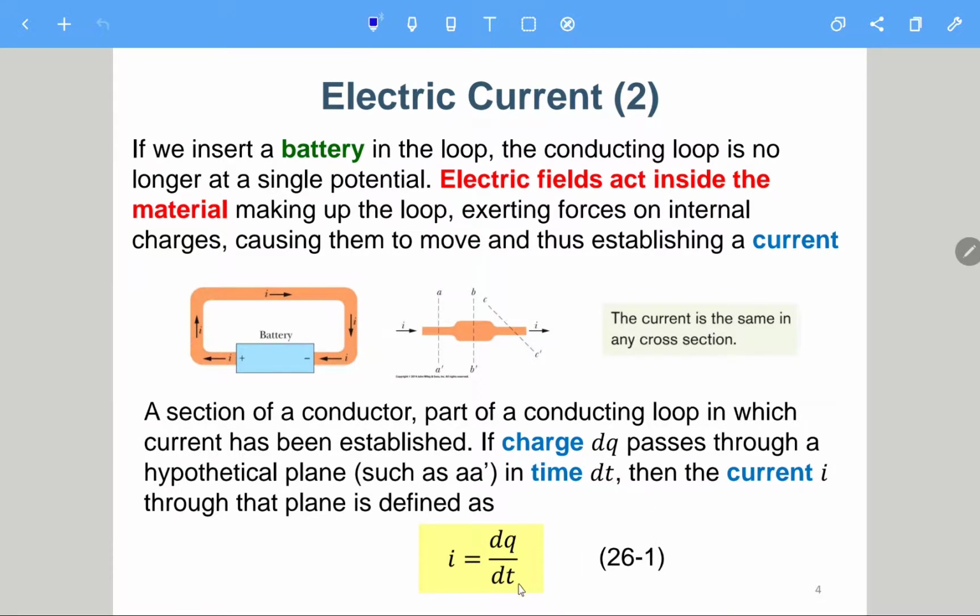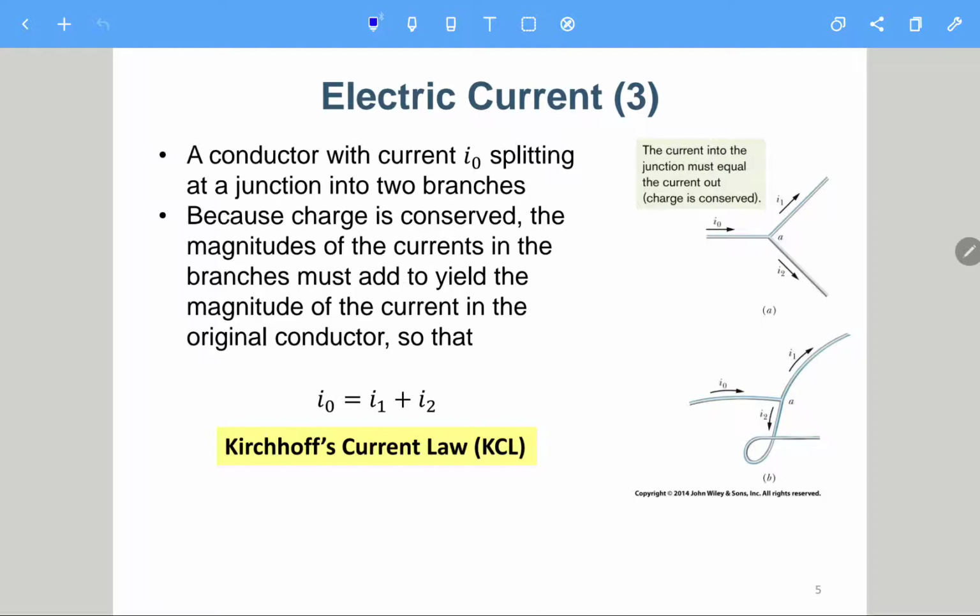So here we have the definition for the current, which is the derivative of the charge with respect to time. We already know that the SI unit for Q is the coulomb, and for time it is the second. And the SI unit for current is A, ampere, A-M-P-E-R-E. Actually, we'll learn Ampere's law in chapter 29 and chapter 32.